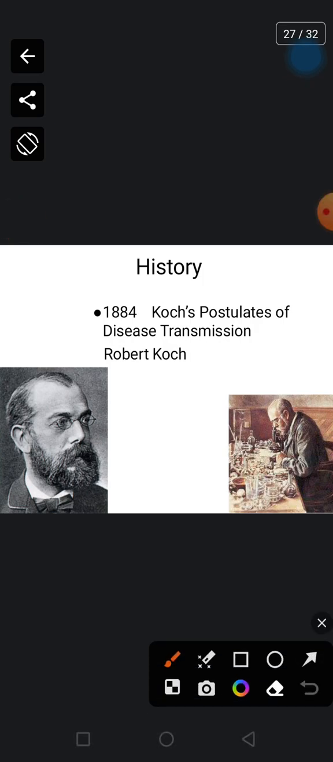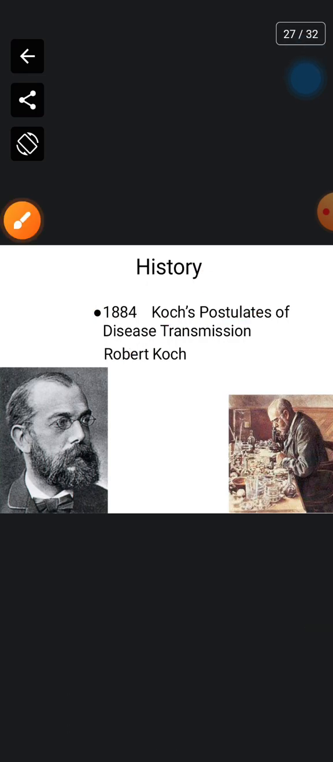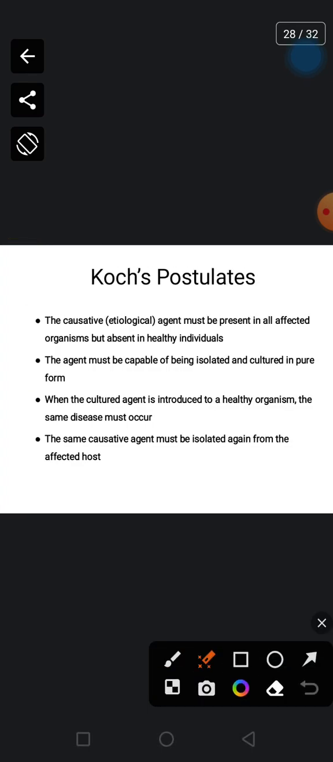In 1884, Robert Koch produced postulates, showing how diseases are transmitted. The postulates of Robert Koch are: the causative agent must be present in all affected organisms but absent in healthy individuals. So he said whenever a person is affected, a causative agent or germ will be present in them, and in a healthy person this causative agent will not be present.